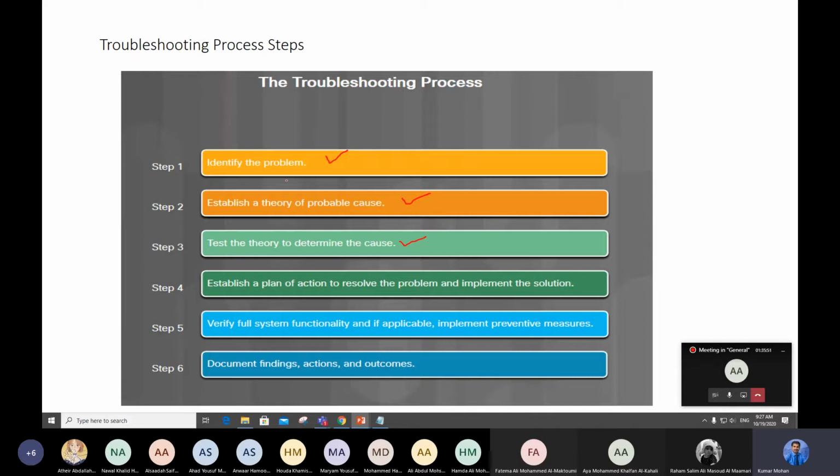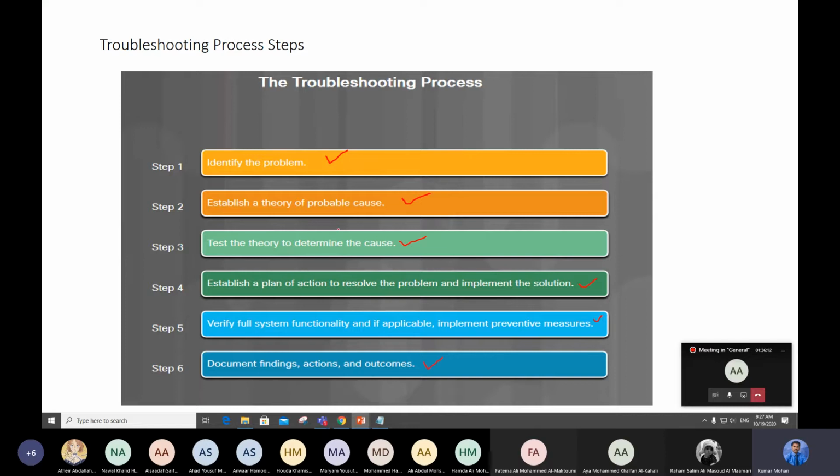What is this identify the problem? What is this establish a probable cause? Test the theory to determine the cause, establish a plan of action to resolve the problem and implement the solution. Verify full system functionality and, if applicable, implement preventive measures. Document findings, actions and outcomes.